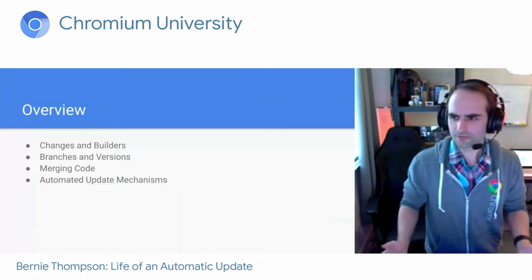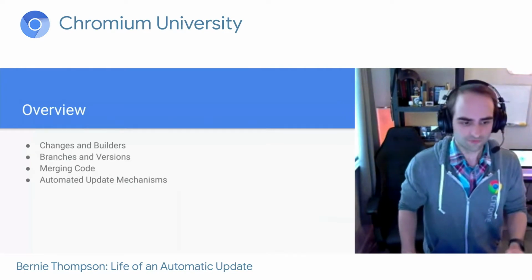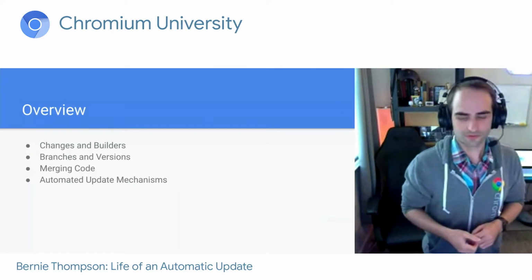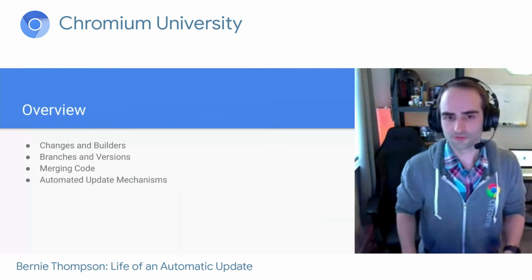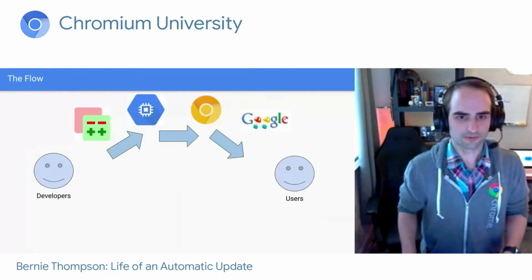We're going to cover a few different areas in this talk: changes in builders, branches and versions, merging code, as well as the automated update mechanisms that we actually use to ship updates to our users.